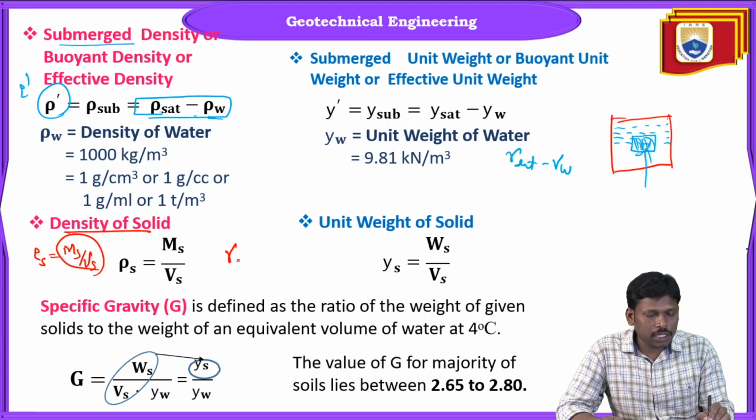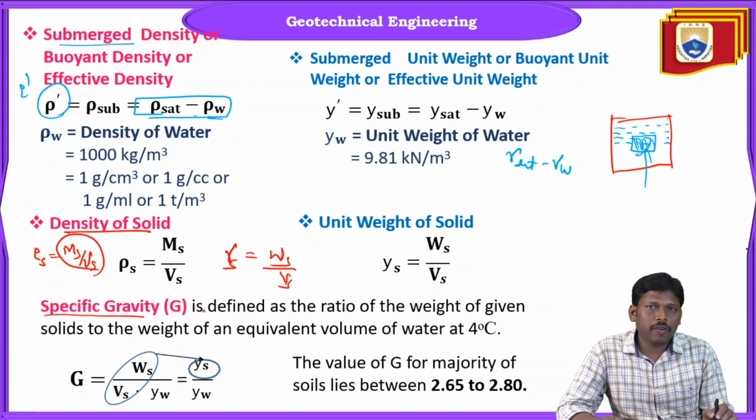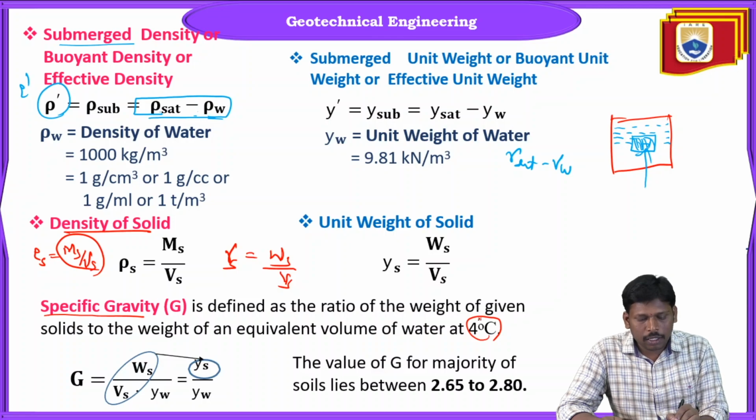Whereas in terms of weight, it becomes the unit weight of the solids, and gamma s is equal to weight of solids to the volume of solids. Okay, so the other one is specific gravity, G. Specific gravity is indicated with the symbol G, and it is defined as the ratio of the weight of the given solids to the weight of an equivalent volume of water at 4 degrees Celsius.